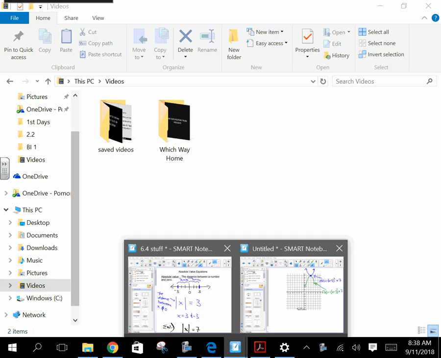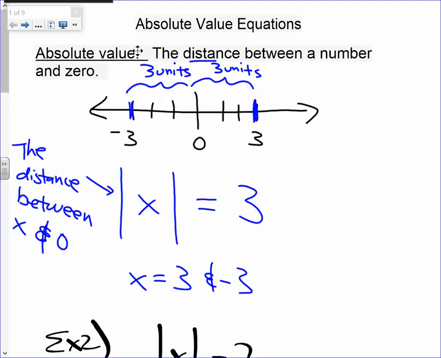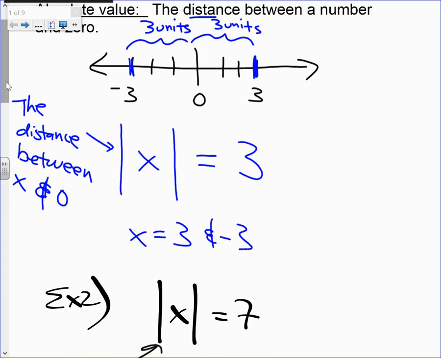We discussed absolute value. We define absolute value as the distance between a number and 0. So this meant right here, the distance between x and 0 is 3. X has to be 3 and positive 3. So whatever goes in that absolute value symbol is always going to be positive, because there's no such thing as negative distance.